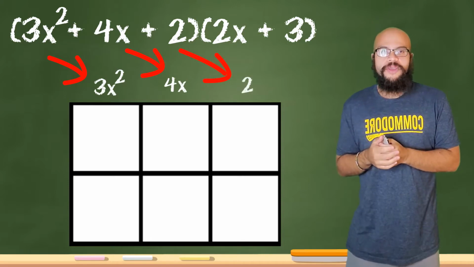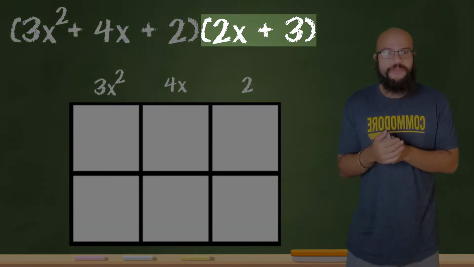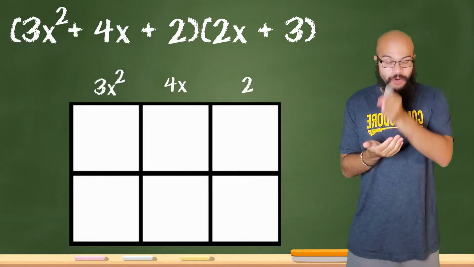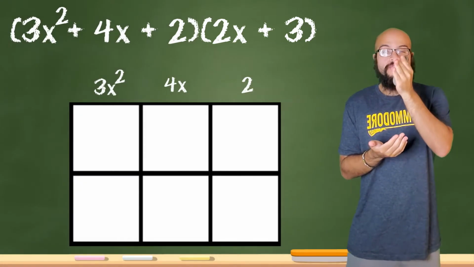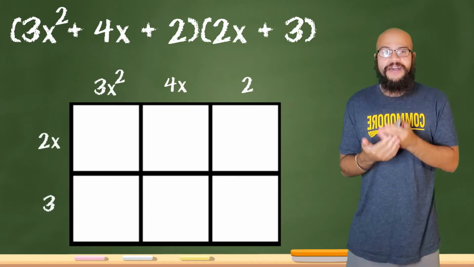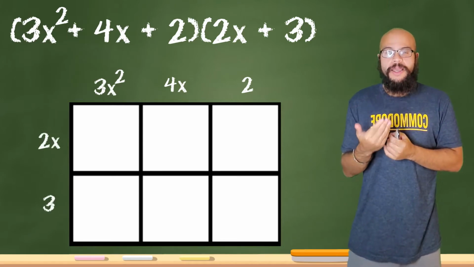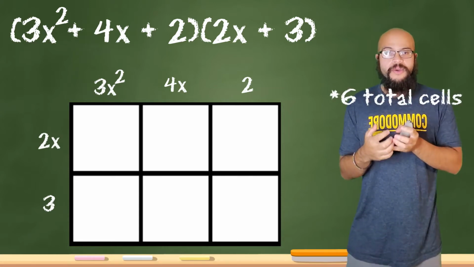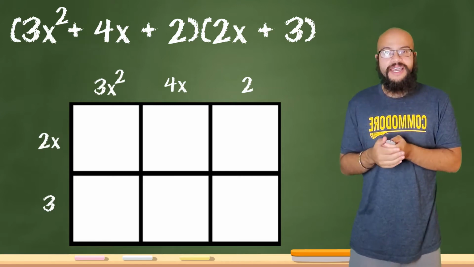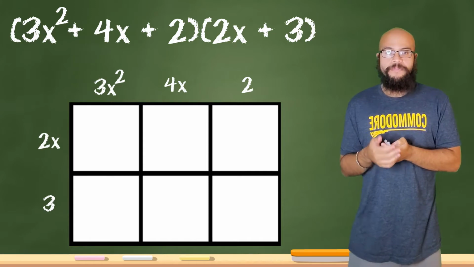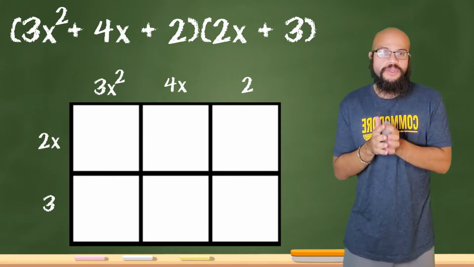Our second polynomial, which can be more accurately called a binomial because it has 2 terms, we can make 2 cells tall. So ultimately, we have a diagram that is 3 by 2 with 6 total cells here. Once again, down the left-hand side, we are writing each individual term next to our cells. Once we are set up and organized, we can start multiplying.